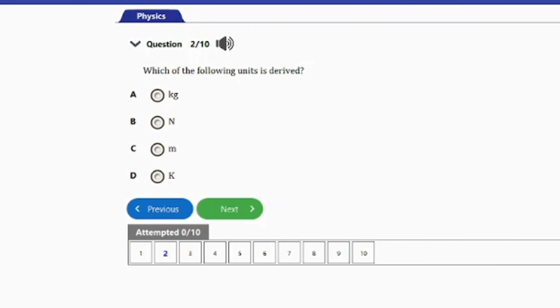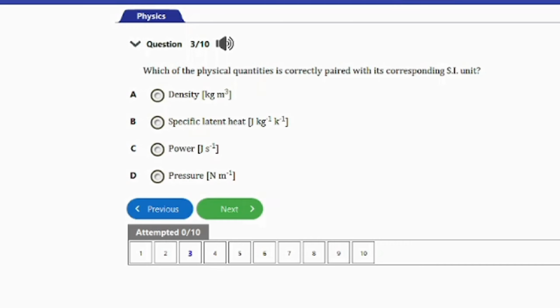So the next question here is question number 2. It says, which of the following units is derived? We have A, kilogram, B, Newton, C, meters, D, Kelvin. So guys, the only derived quantity here is Newton. That's the unit for force here. It's actually a derived unit here. And the other options, kilogram, meter, and Kelvin, are actually fundamental units. So that is for this question. Let's go ahead and consider the next question, guys.